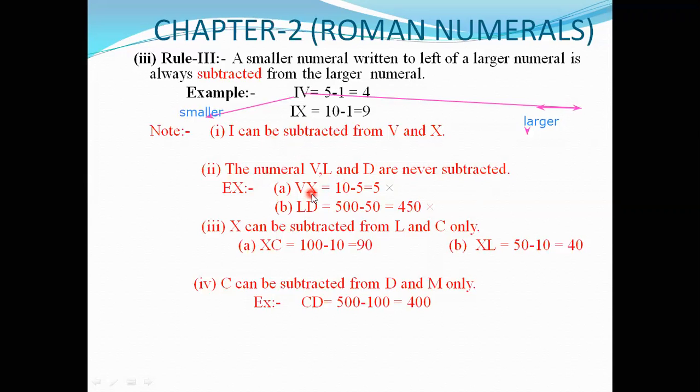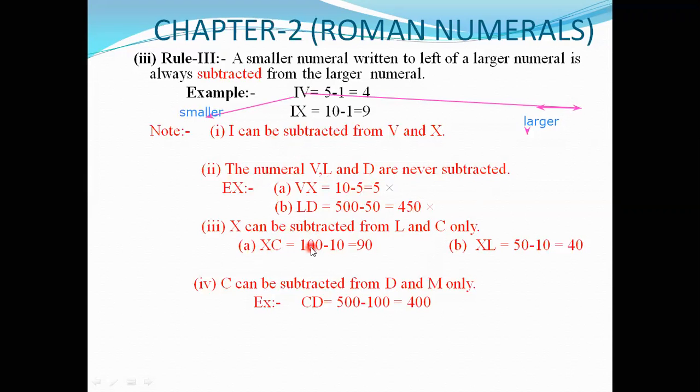When we write VX, this is meaningless, because according to this exception V, L, and D are never subtracted. 10 minus 5 gives 5, which is wrong. LD is also wrong, 550, 450. X can be subtracted from L and C only.